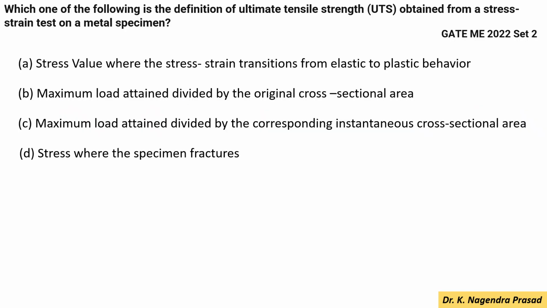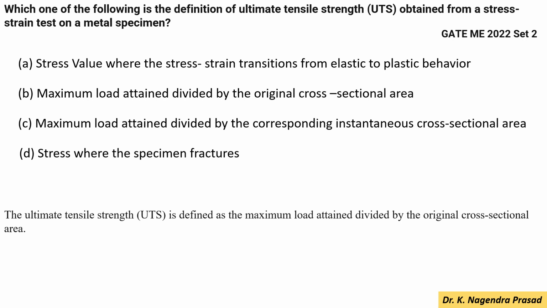Which one of the following is the definition of ultimate tensile strength obtained from a stress strain test on a material specimen? Option A, stress value where the stress strain transitions from elastic to plastic behavior. Option B, maximum load attained divided by the original cross section area. Option C, maximum load attained divided by the corresponding instantaneous cross section area. Option D, stress where the specimen fractures.